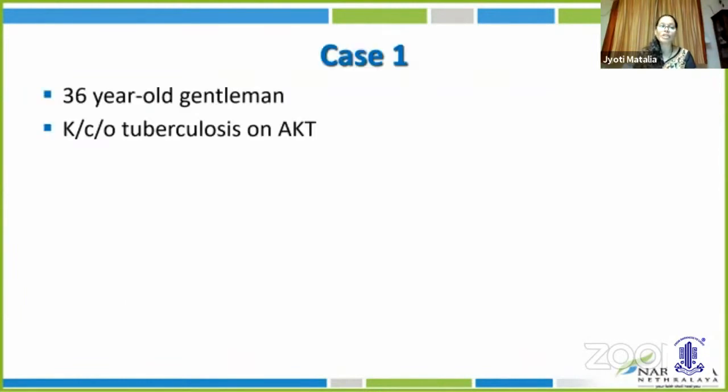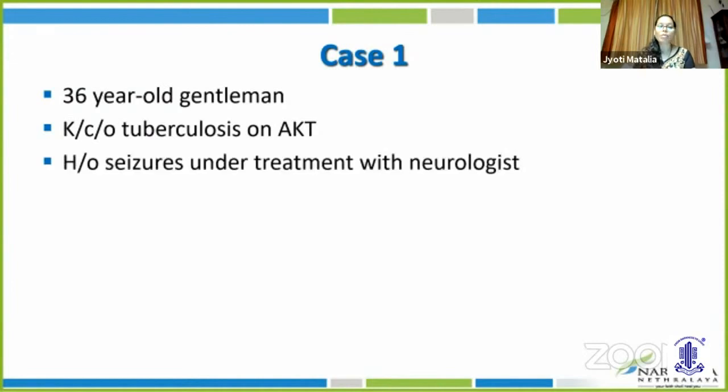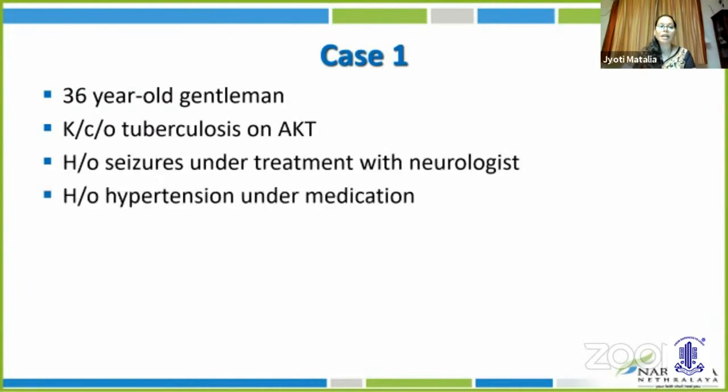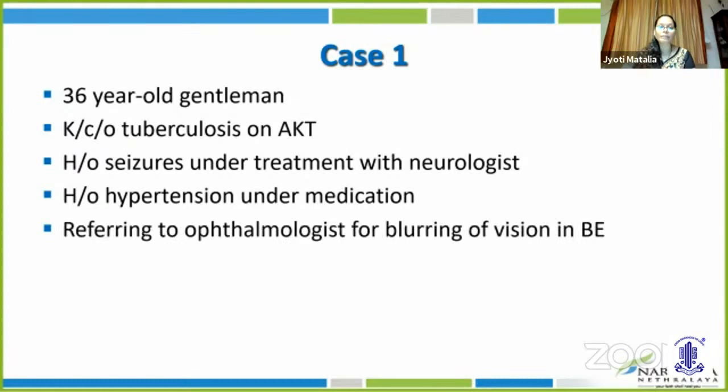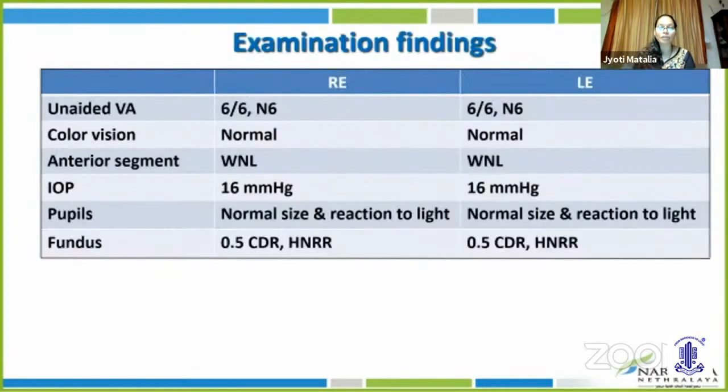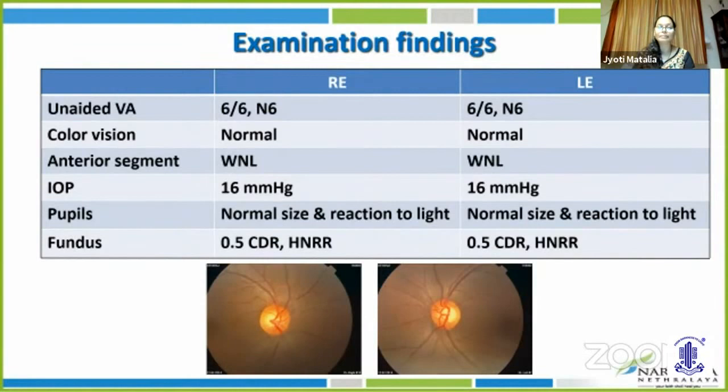This was a 36-year-old gentleman on tuberculosis treatment, was also on treatment for seizures, was a known hypertensive under medication, and was referred to us for blurring of vision. If you notice, the vision is fine. The color vision, the anterior segment was normal, pupils normal, and fundus was also normal, as you can see.